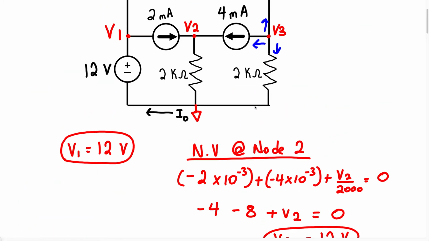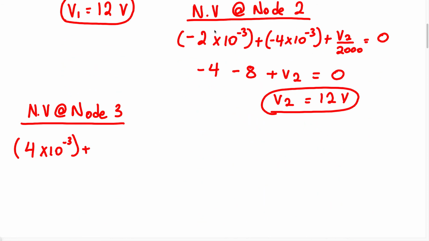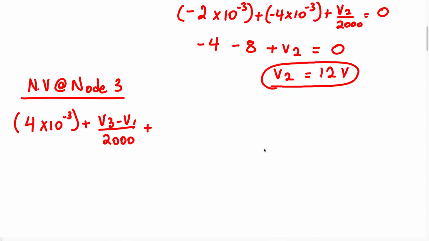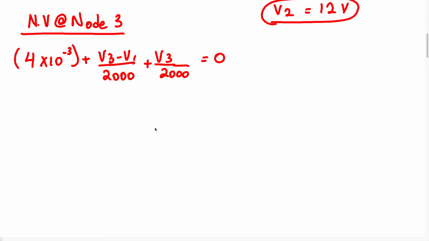plus we have the current flowing in this direction here. So we're going to take the difference in voltages between V3 and V1 and divide it by 2000. So we're going to have V3 minus V1 divided by 2000 plus V3 over 2000, and all of that equals 0. We're going to multiply each of the terms by 2000 to get rid of this 2000 here. So when we do that, that's going to give us 8 plus V3 minus V1 plus V3 equals 0.